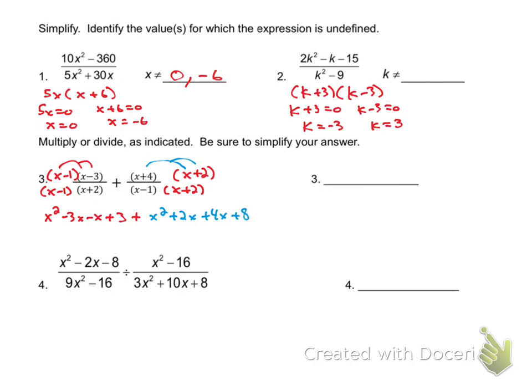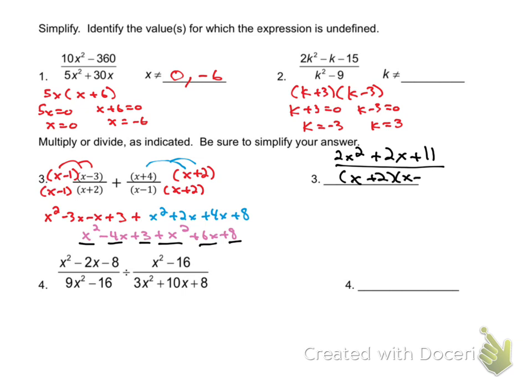Combine like terms. It'll be x squared minus 4x plus 3 plus x squared plus 6x plus 8. So, again, like terms: x squared and x squared is 2x squared. Negative 4x plus 6x is plus 2x. 3 plus 8 is 11, over x plus 2, x minus 1.